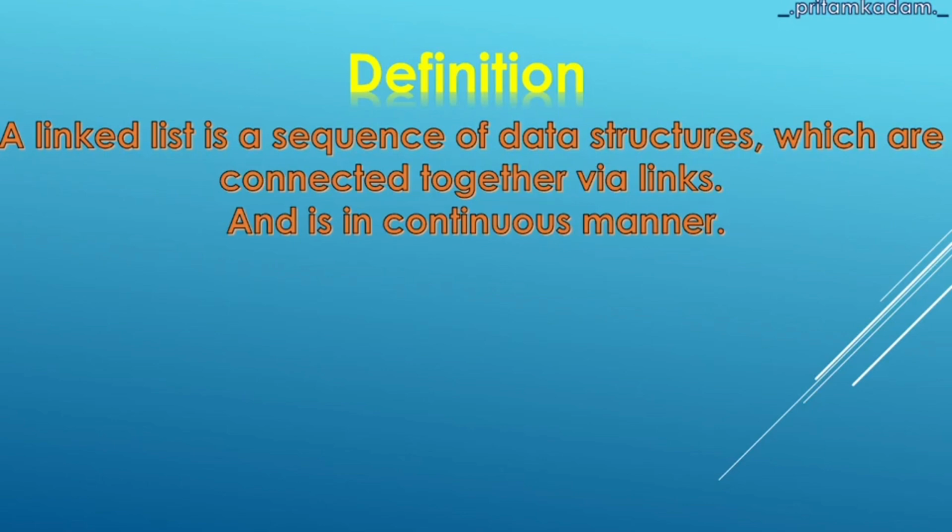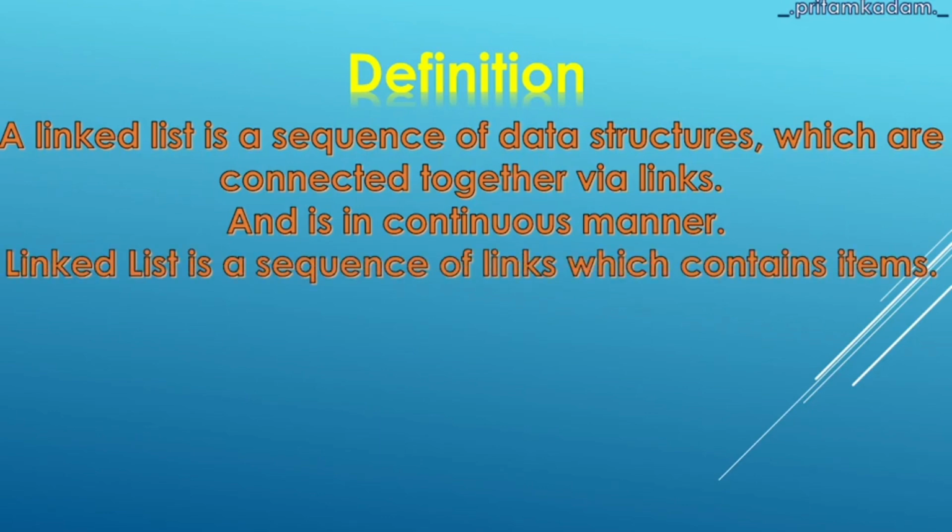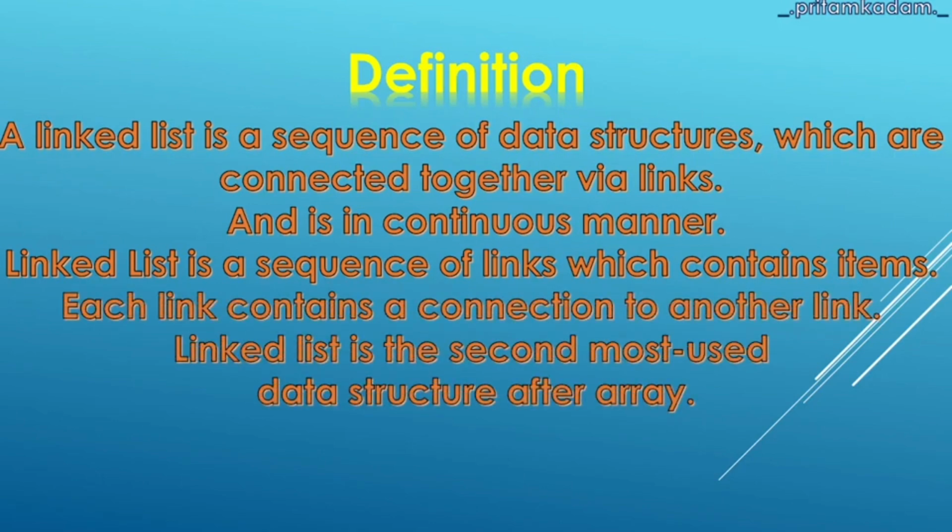So, a linked list is a sequence of data structures which are connected together via links and is in continuous manner. Linked list is a sequence of links which contain items. Each link contains a connection to another link. Linked list is the second most used data structure after array. Means what we learned about array and other structures, no? So, the linked list is the second most used data structure throughout the industry, whether be in any programming language.